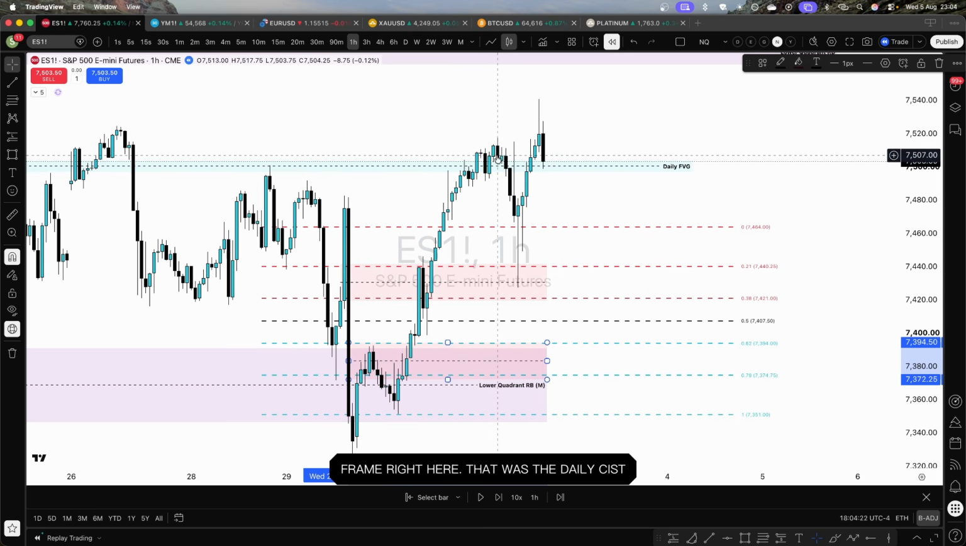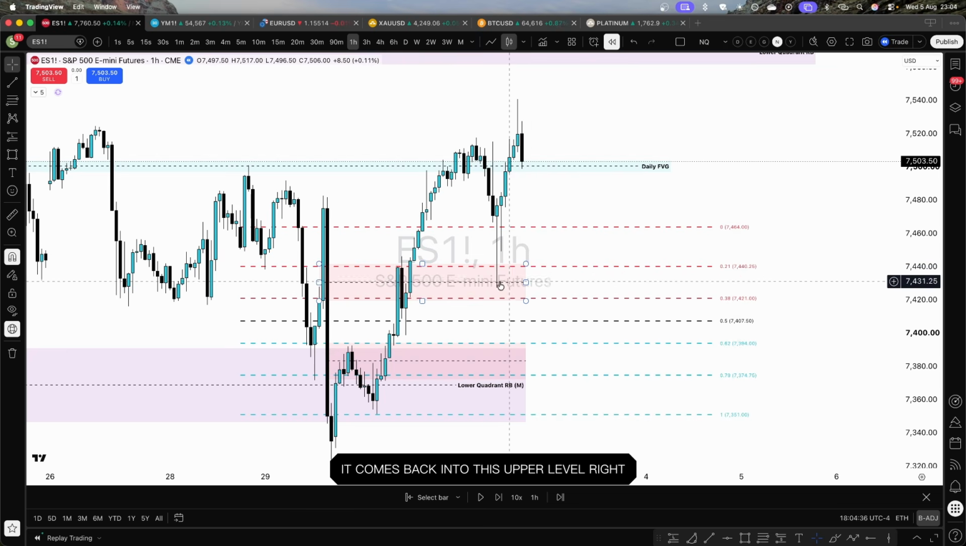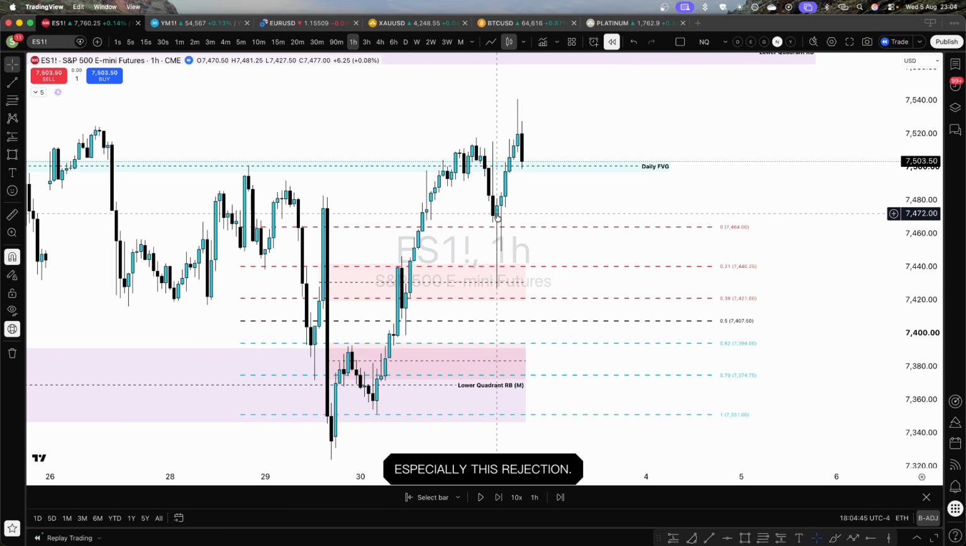That was the daily CISD, and the following day, where people are thinking that they've missed out on the move, the market comes back and provides fair value price. Okay, it comes back into this upper level right over here, and you can see we've also got an hourly gap. This essentially could be your entry, especially this rejection. Okay, and look how I'll further go into this. Okay, we can see we've got a massive rejection block.